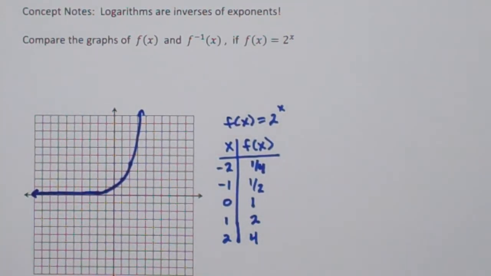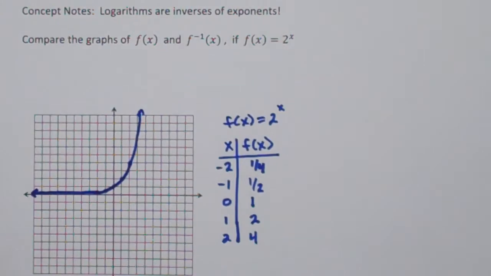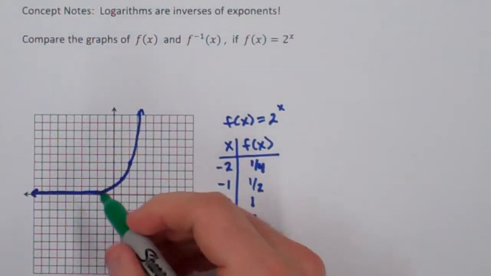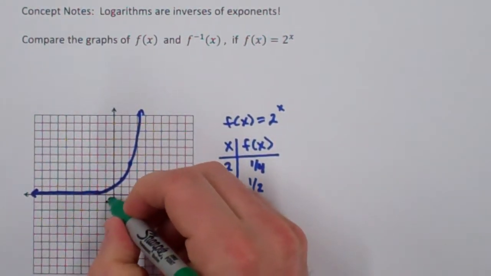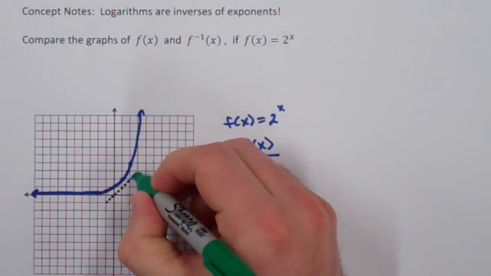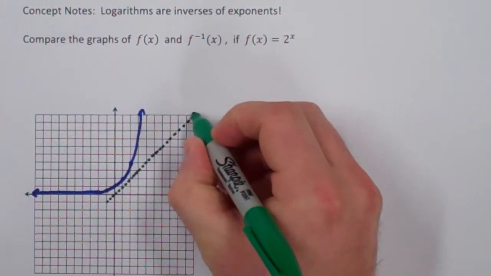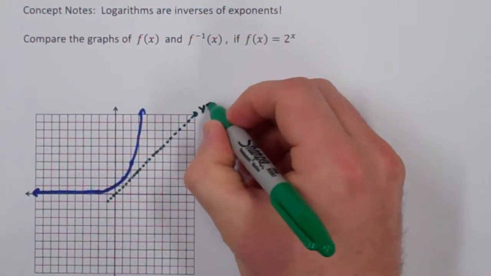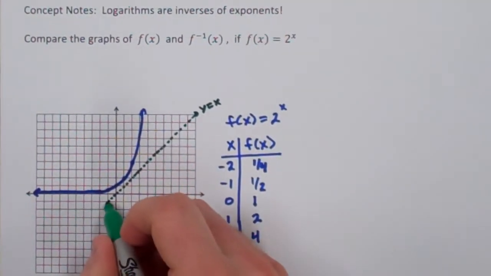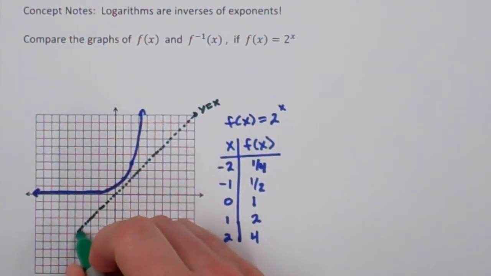Remember that when we're graphing inverses, inverses are symmetric about the line y is equal to x. So I'm going to graph that right here in green. And let's see if I can make it all the way to the edge here. So that'll be the line y is equal to x. This is not an asymptote, this is just the line of symmetry.